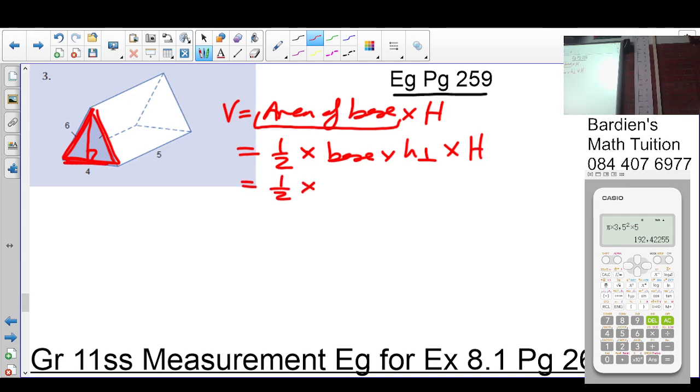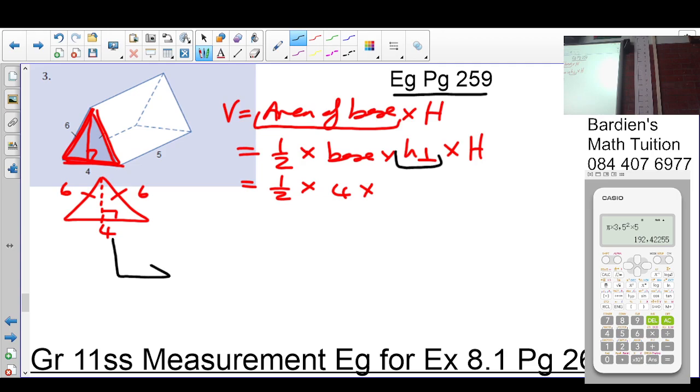What's the base? 4. Now the perpendicular height is the issue, not so? How do you calculate the perpendicular height? Pythagoras, yes. You're saying that is equal to 6, 6, and this is 4 here. So we drop this perpendicular here. It's going to give us a triangle here of 2, 6, and this perpendicular height I want to calculate. As you said, we're going to use Pythagoras.